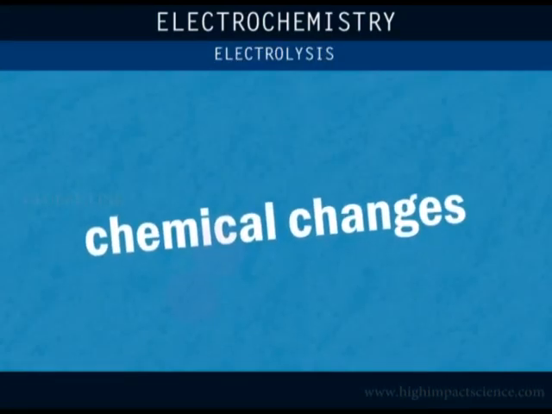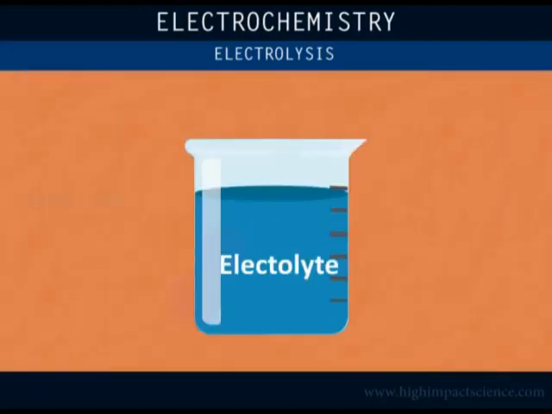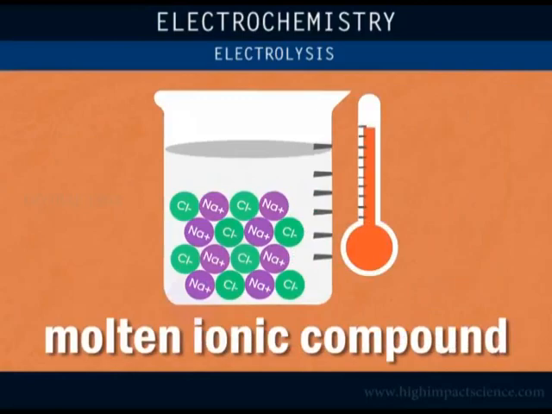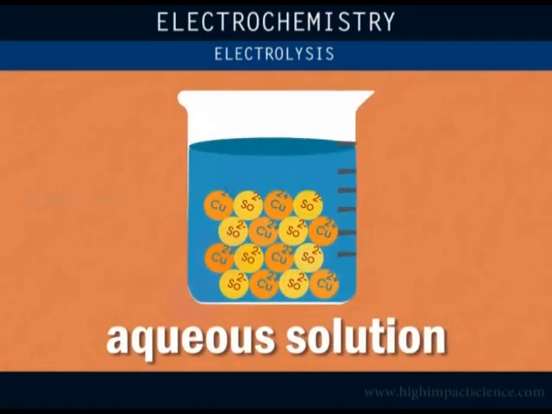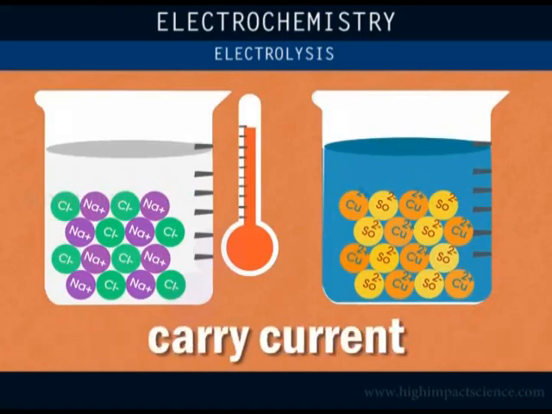Which causes chemical changes. The conducting liquid is called an electrolyte. It can be a molten ionic compound or an aqueous ionic solution. In either case, it contains free ions that carry current.